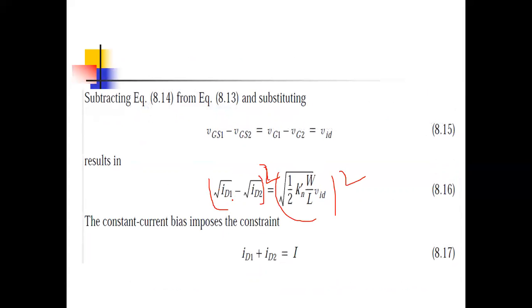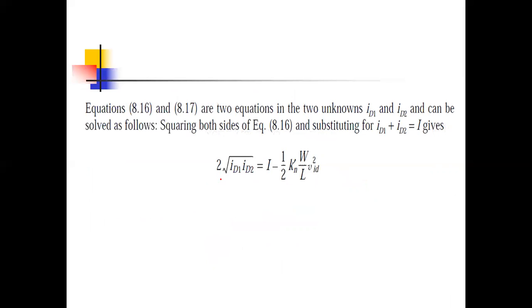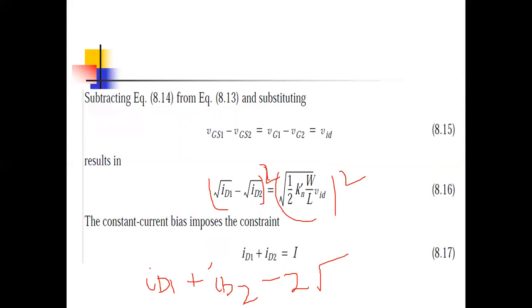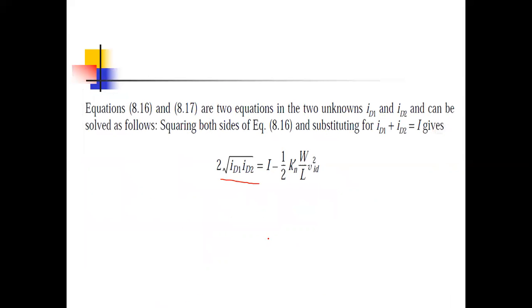If we take the square of this equation, remember the formula of (a minus b) whole square: a square plus b square minus 2ab. So under root ID1 squared is ID1, plus under root ID2 squared is ID2, minus 2ab, so 2 root ID1 into ID2. And on this side, the under root will be cancelled out with the square, and this ID1 plus ID2 becomes capital I. So after squaring, we will get the equation: I minus 2 under root ID1 ID2 equals half Kn dash W by L VID square.